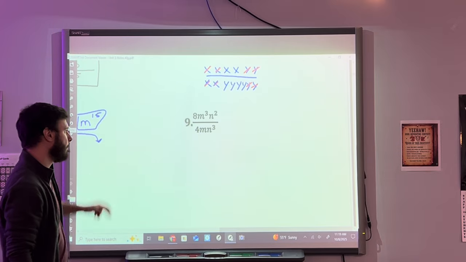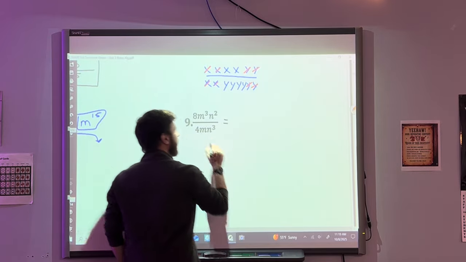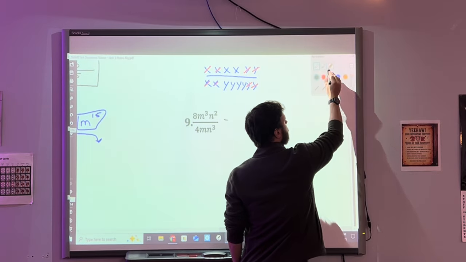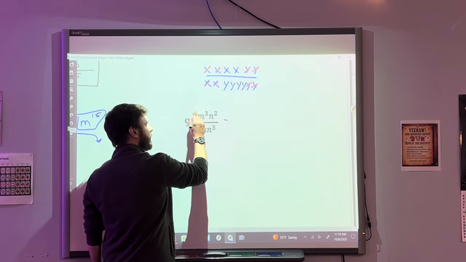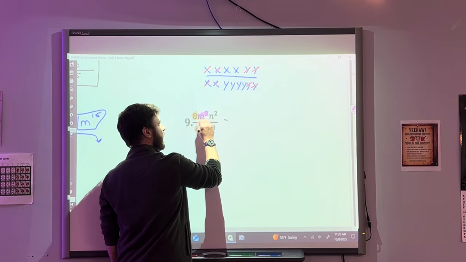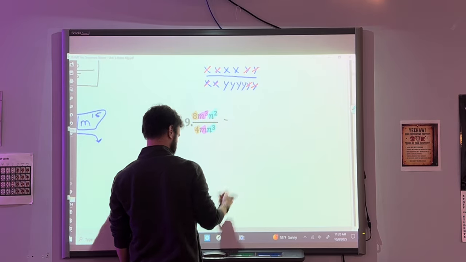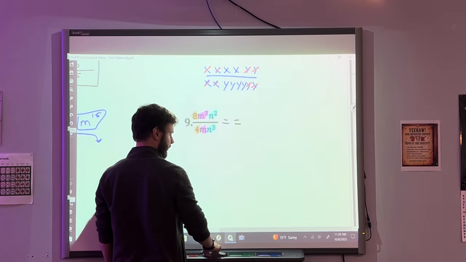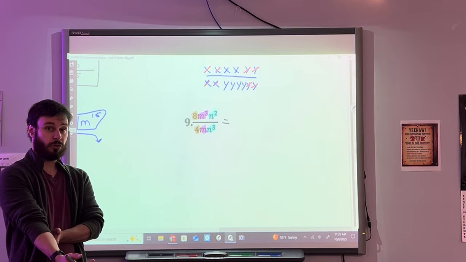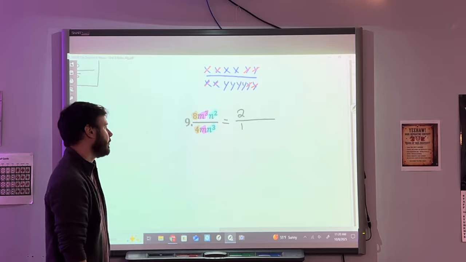All right, number 9. Just like with exponents, real numbers will stay. I want to highlight. Okay, real numbers will go with real numbers, and it will not affect the variables at all. Keep everything in its own category. So, 8 over 4 reduces to 2 over 1. You don't need the 1 in the bottom, but it might be nice to put it there.